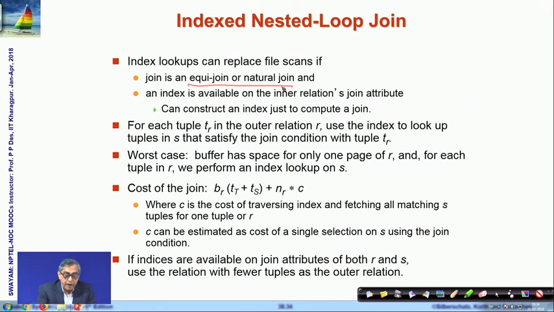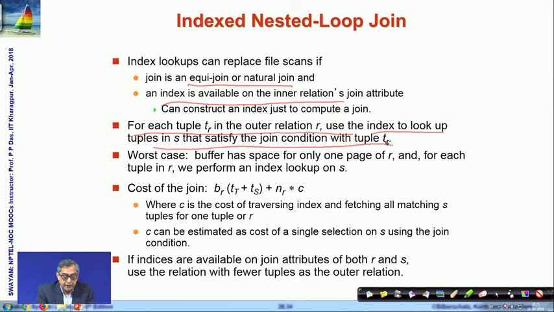So, if we now assume that we have an index available on the inner relation, then every time we go with the outer relation, we will be able to access the inner relation very efficiently, because for each tuple in the outer relation, the index to look up the tuples in S that satisfy the condition will be found very efficiently, because they are indexed. So, they will occur consecutively if through the index I can find them.